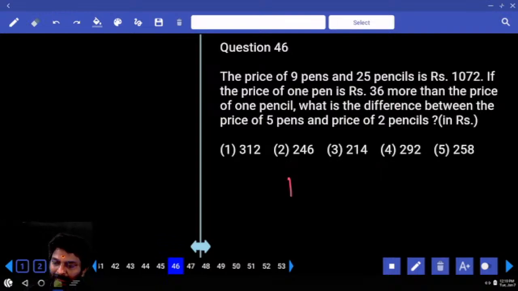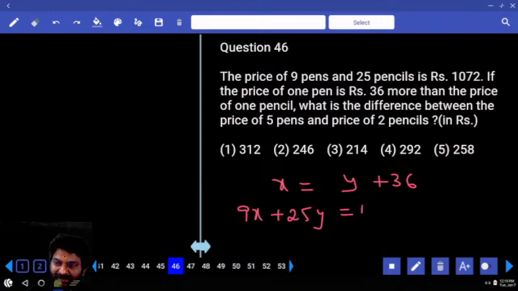1 pen, let me take pen is X, pencil is Y. Pen cost is 36 more than pencil cost. 9 pens, 25 pencils cost 1072. Correct?